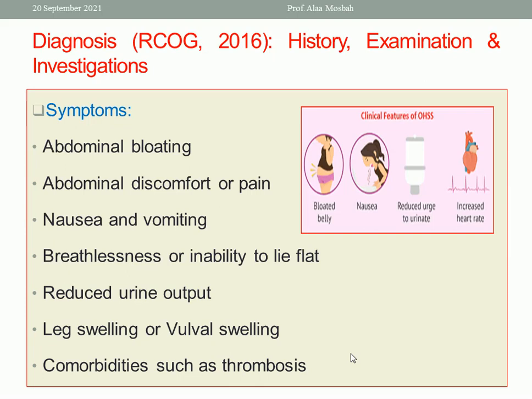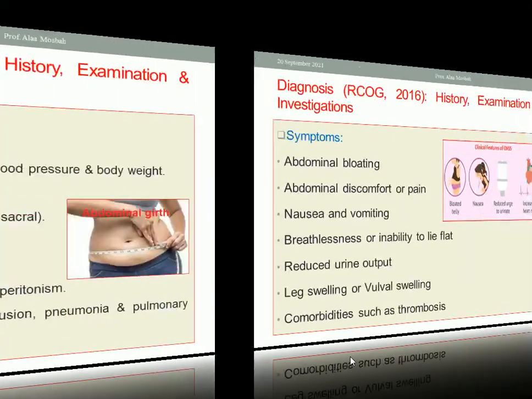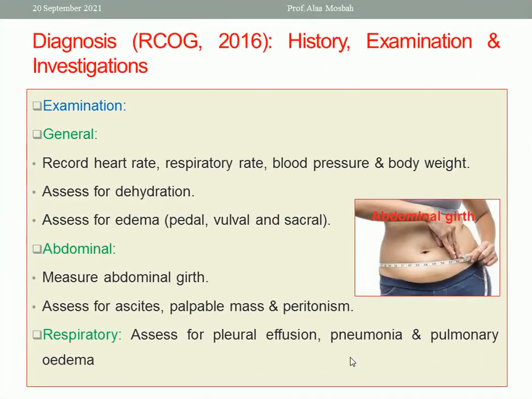Then ask about the symptoms: the abdominal bloating, nausea and vomiting, abdominal pain, breathlessness or inability to lie flat, leg swelling and vulval swelling, reduced urine output, or any symptoms and signs of thrombosis, venous or arterial thrombosis.